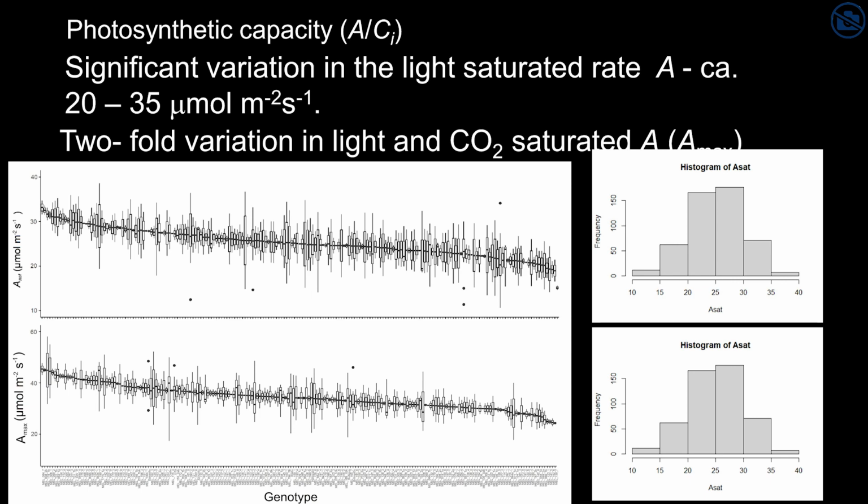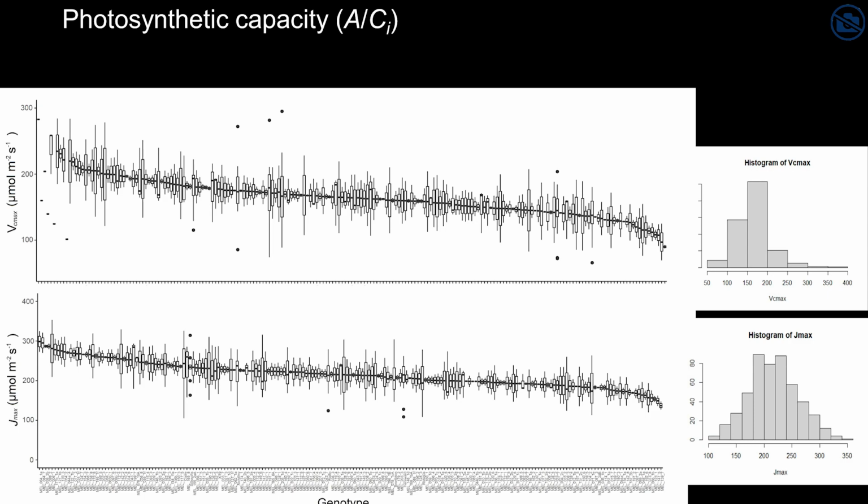We also saw similar variations in the Vcmax, or the maximum carboxylation rate of Rubisco that you get from the initial slope of an A/Ci curve, and Jmax, which is the electron transport rate. And again, we've got significant variation in here that hopefully we can exploit and look for QTLs.